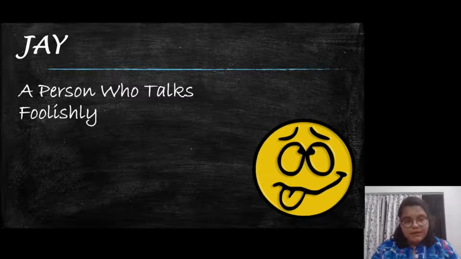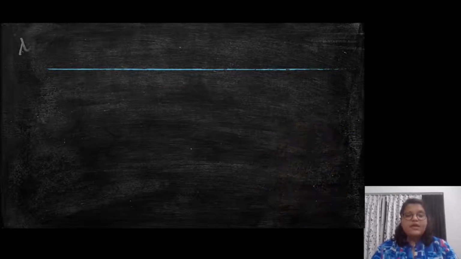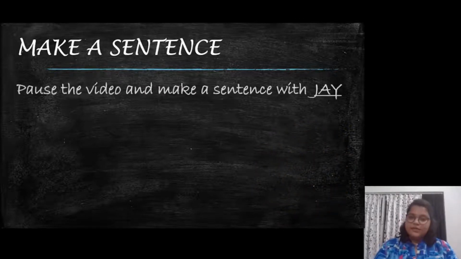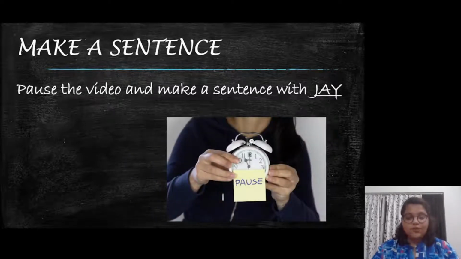So the same activity for the word. You guys have to pause the video and make a sentence with J. As you all know, the hesitating J means nothing but a person who talks foolishly. So quickly pause this video and make a sentence with J. Hope everyone is ready with their sentences.